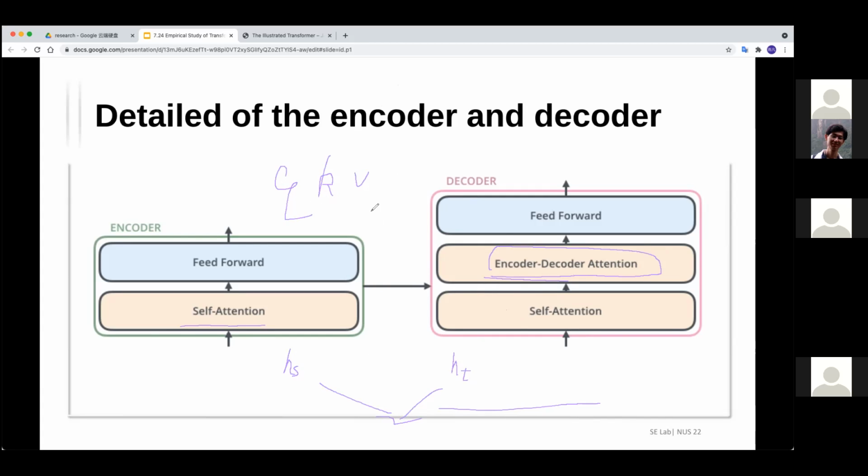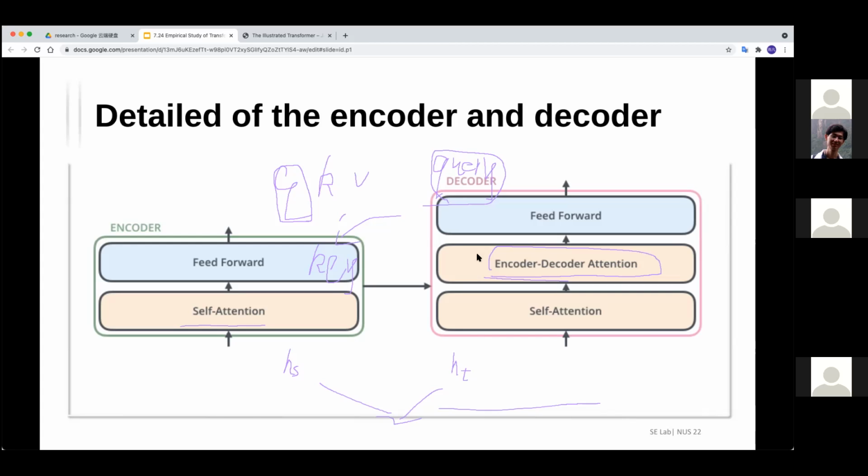Maybe here I can ask a question. Which one is the query? For the decoder, actually, we use the decoder as a query because now you can just think, for every neuron in the decoder, we want to search for the most similar word in the encoder. So here we regard the decoder as a query, and we want to find the most similar key in the encoder to compute the attention.